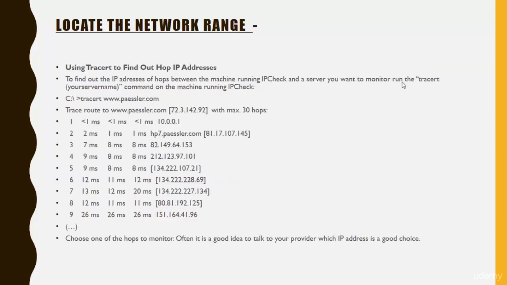Locate the network range. If you want to see how your packets travel from your computer to google.com when you visit Google, you have to use the tracert command, or traceroute. Traceroute is a tool which you can use to gather information about the path of your packets, to find out the IP addresses of hosts between your machine and the target. You have to type tracert space www.google.com. Let's try it.